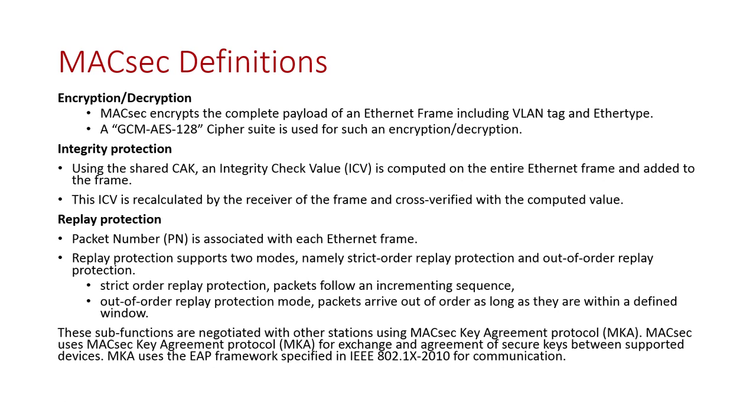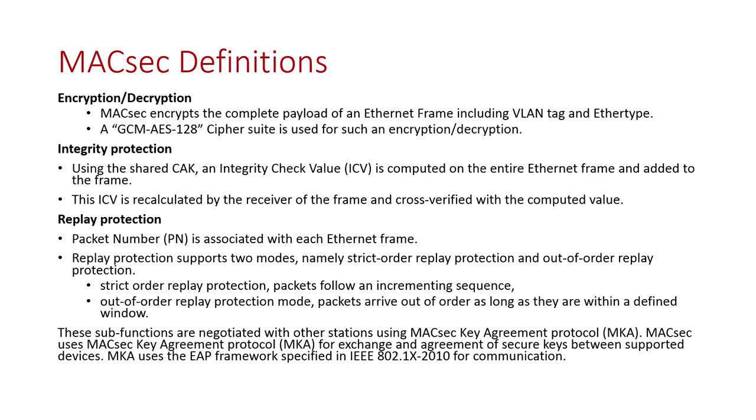There's really three pieces to what MACsec does. So it's a layer 2 encryption, right? So it encrypts the complete payload of an Ethernet frame, including the VLAN tag and the ether type. So the entire packet is encrypted at layer 2, and it uses GCM AES 128 cipher suite for the encryption decryption. So 128-bit encryption. So this is on-the-fly encryption. It's always present on the links that you assign it to.